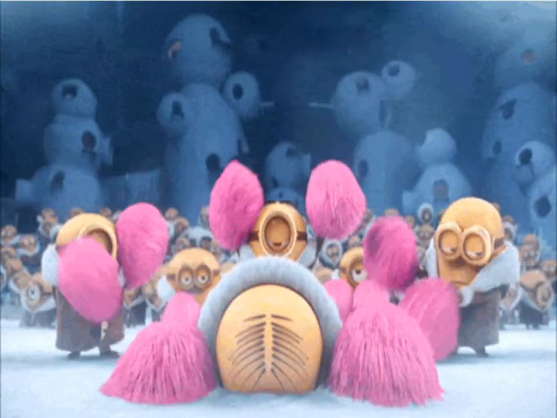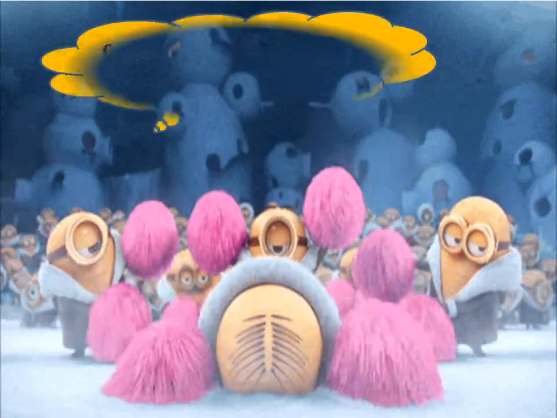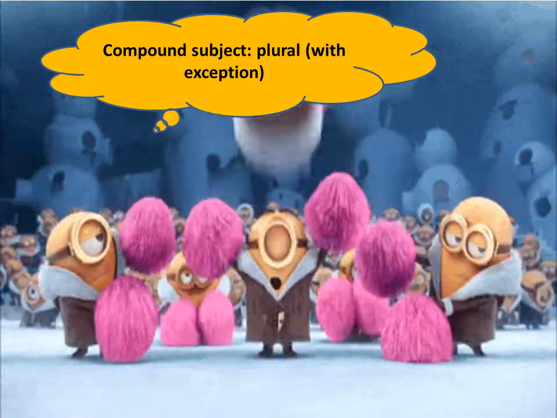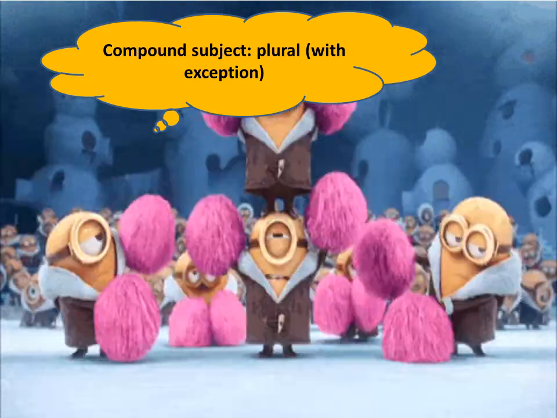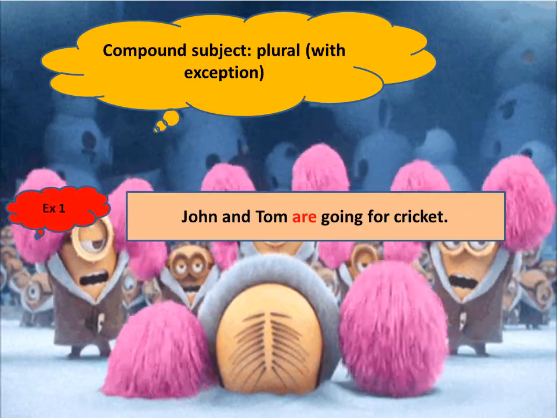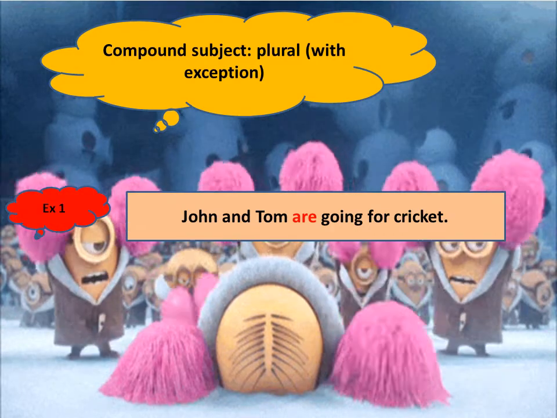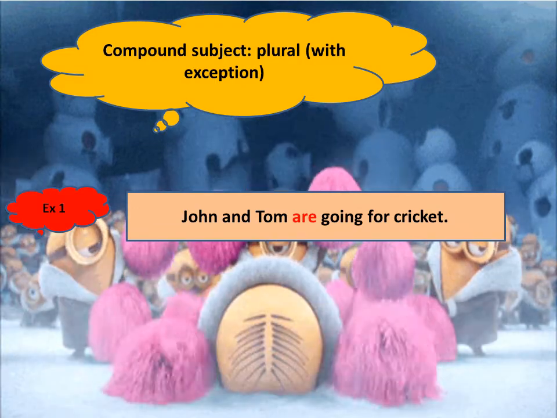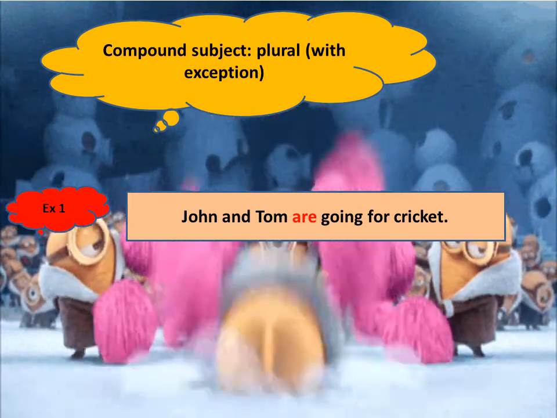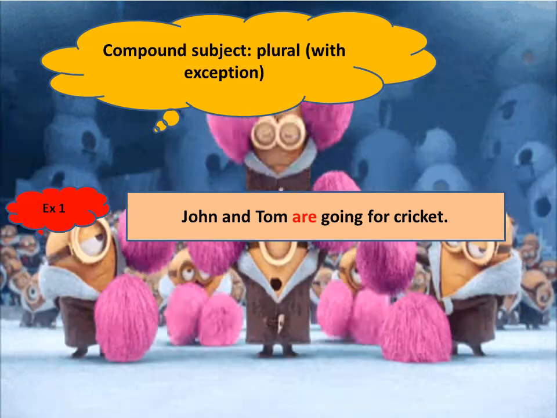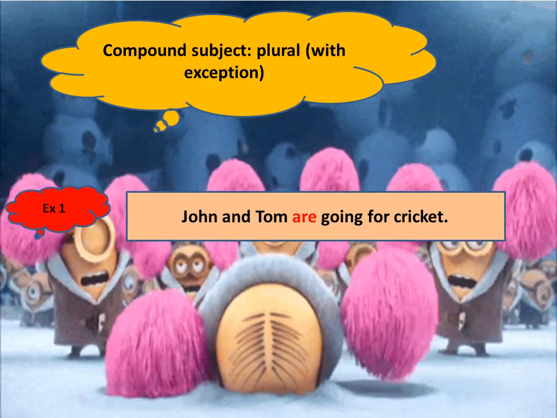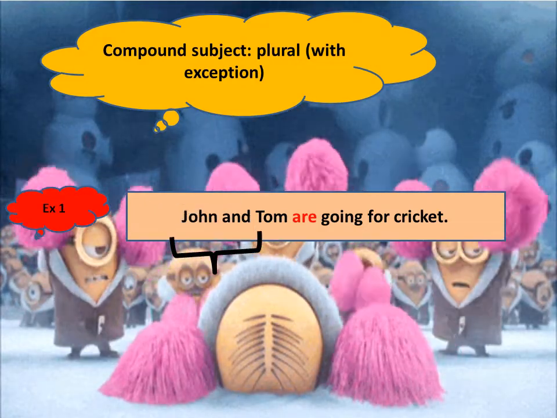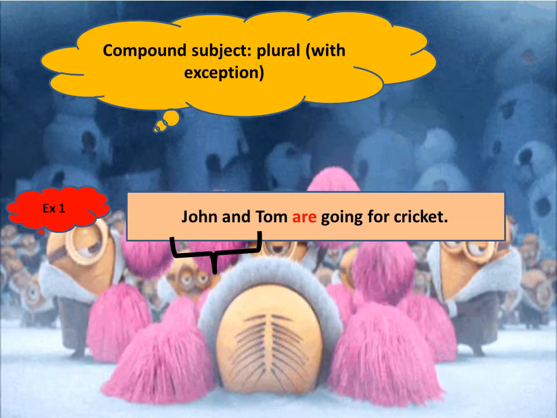Now students, let us understand compound subject, and compound subjects are always plural, but there are some exceptions. We will understand the exceptions also, but let us see example 1. Example 1 says John and Tom are going for cricket. Now first of all, let us find out the subject in this sentence. I have already explained to you how to find a subject in a sentence. So let us ask a question to this sentence. Who are going for cricket? The answer comes out to be John and Tom, right? John and Tom are doing the work in this sentence. Now there are two subjects, John and Tom.